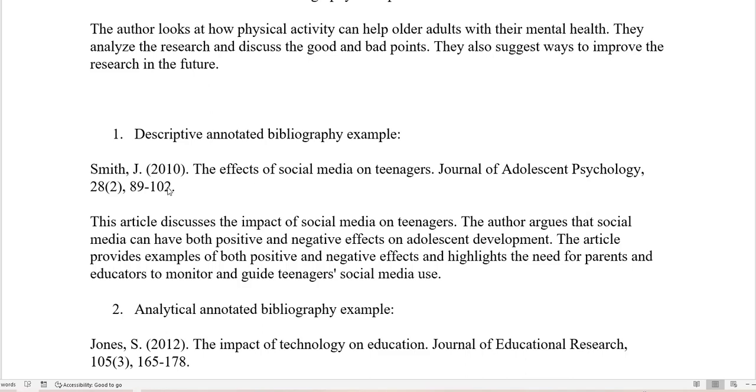Basically, you have your reference citation, you have your last name, first name, date. Then this should be italicized. I did not. I made a mistake, so this should be italicized. So here you have descriptive, which is kind of like a book report. This article discusses the impact of social media on teenagers. The author argues that social media can have both positive and negative effects on adolescent development. The article provides examples of both positive and negative effects and highlights the need for parents and educators to monitor and guide teenagers' social media use.